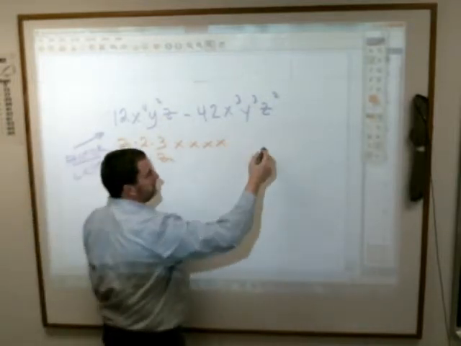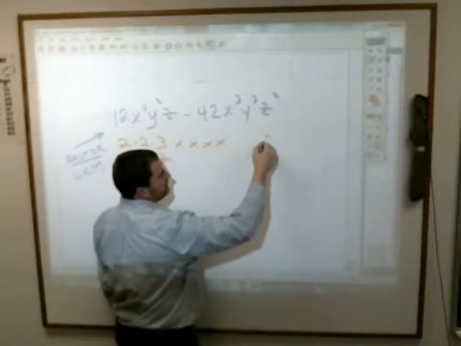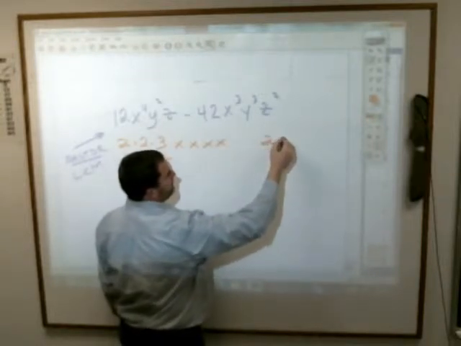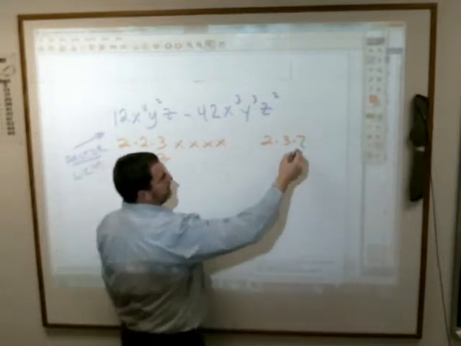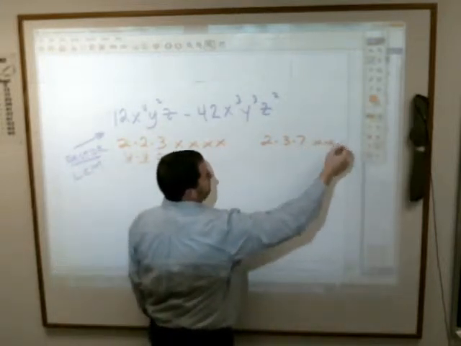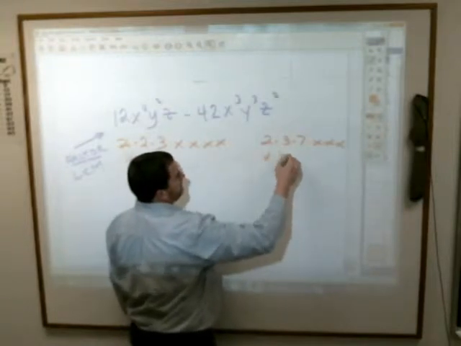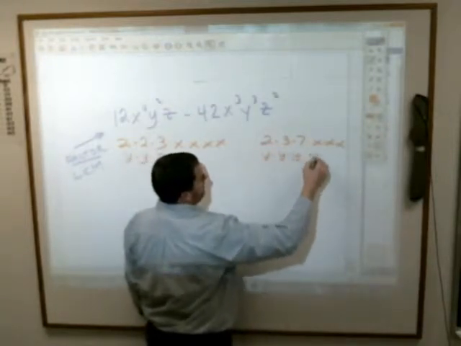Over here, 42 is 2 times 21. 21 is 3 times 7. That's 42 prime factorized. You have 3 x's, 3 y's, and 2 z's.